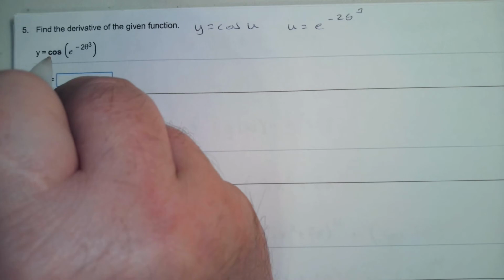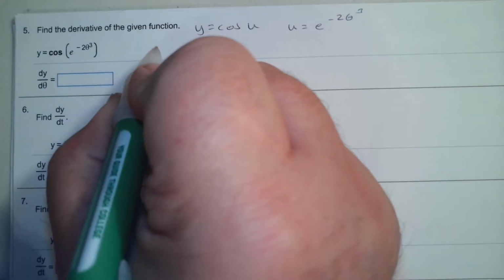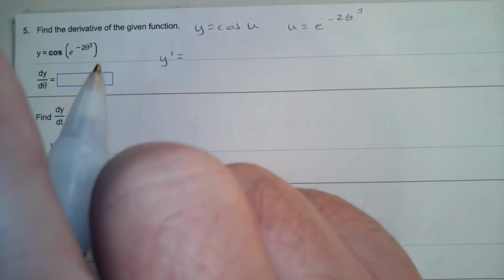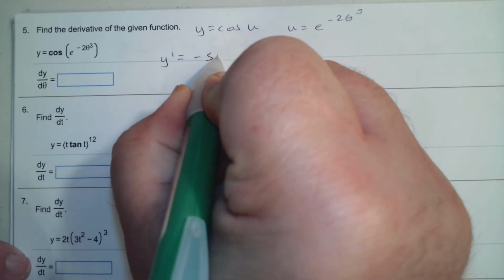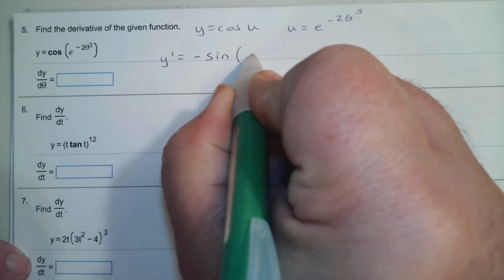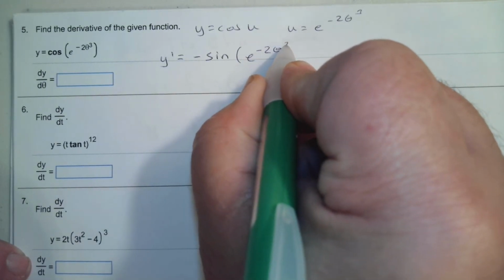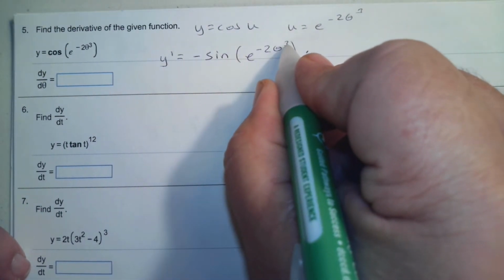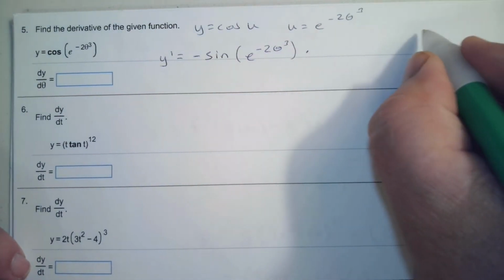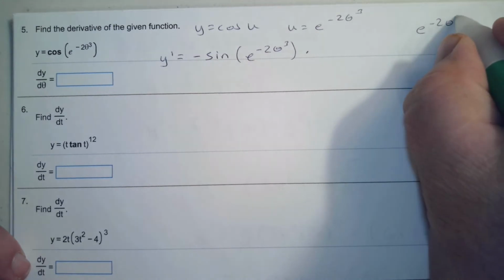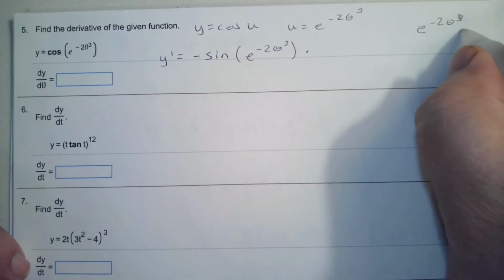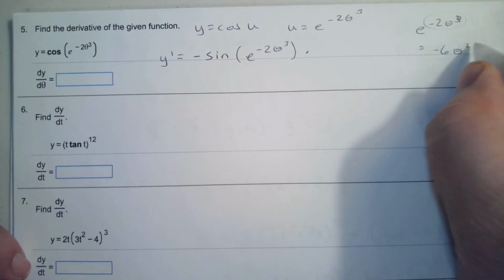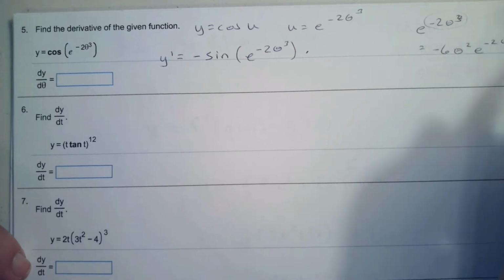Right. So the derivative of cosine: sine to cosine, cosine to negative sine. Times the derivative of the inside. The derivative of the inside is the derivative of e to the negative 2 theta cubed, which is negative 6 theta squared e to the negative 2 theta cubed.